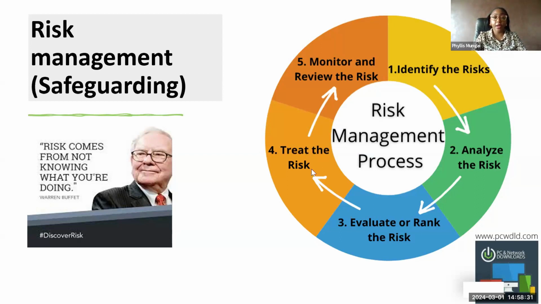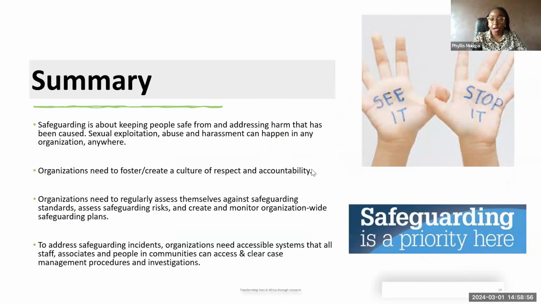Things like having a whistleblowing process and reporting systems in place, very key in today's environment, also help you assess what kind of safeguarding incidents happen in your organization and when you're dealing with outsiders as well. So in summary, safeguarding is about protection.